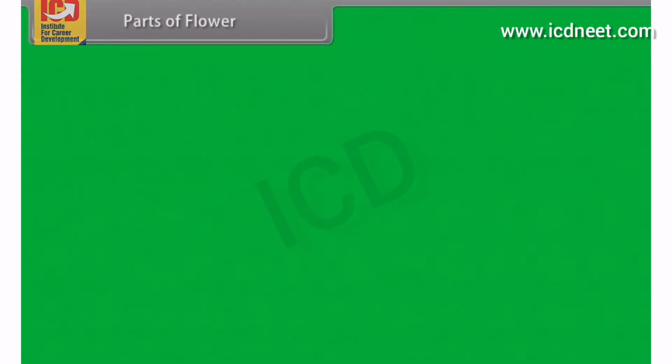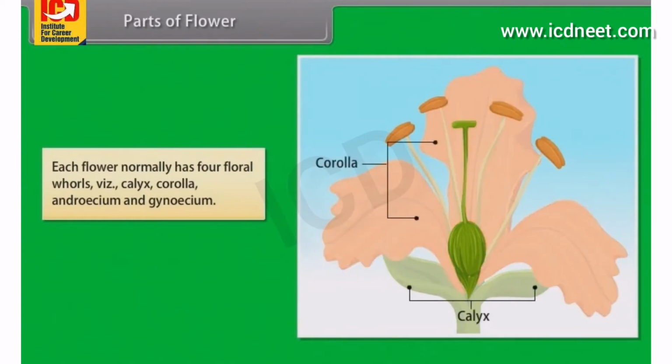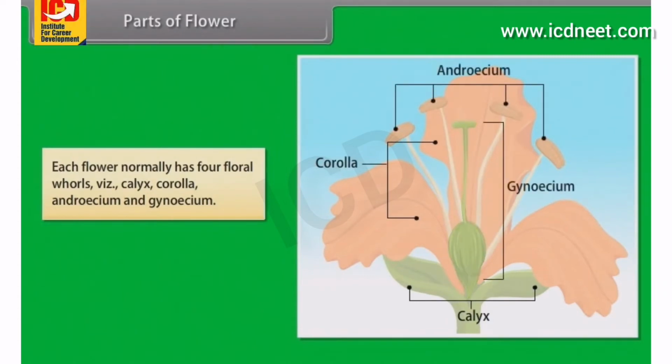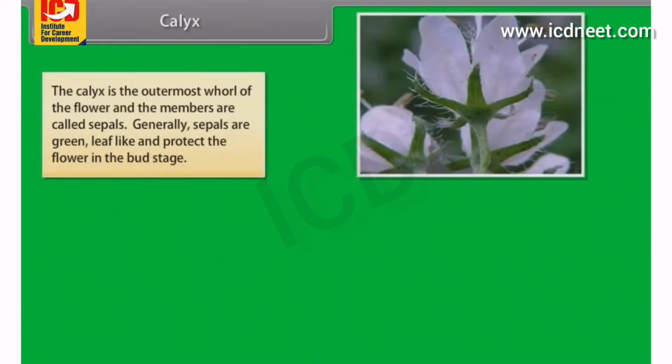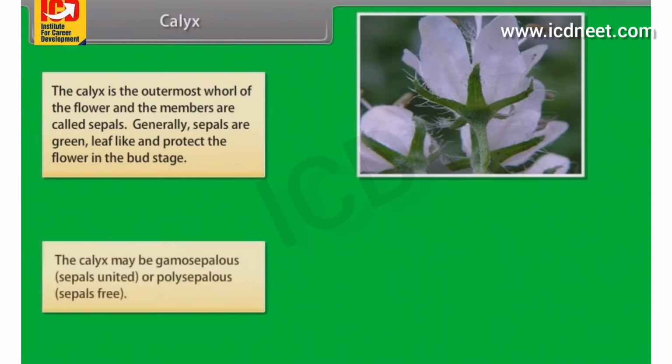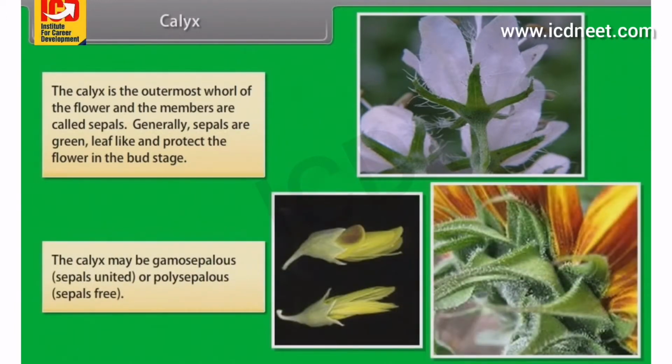Parts of flower. Each flower normally has 4 floral whorls: calyx, corolla, androecium, and gynoecium. Calyx. The calyx is the outermost whorl of the flower and the members are called sepals. Generally, sepals are green, leaf-like, and protect the flower in the bud stage. The calyx may be gamosepalous, sepals united, or polysepalous, sepals free.